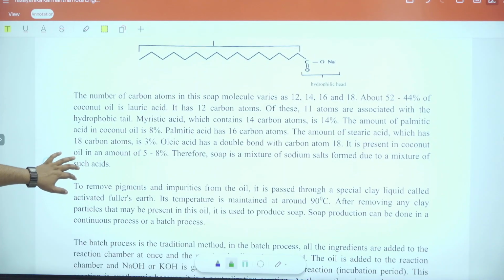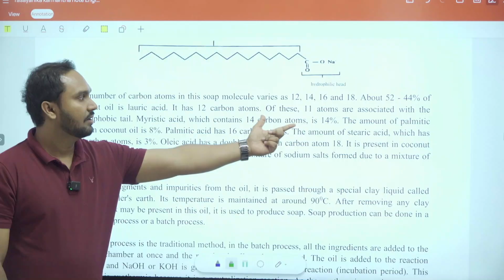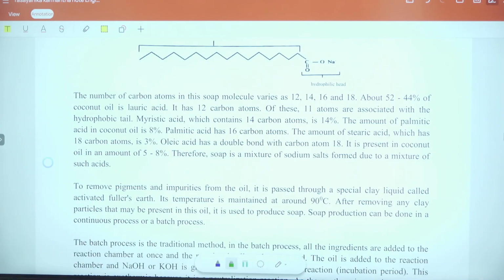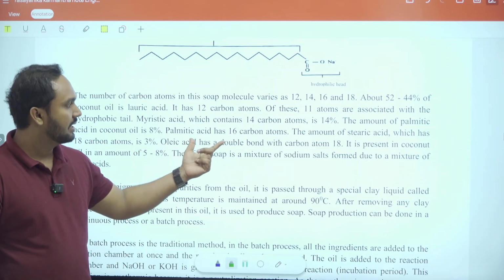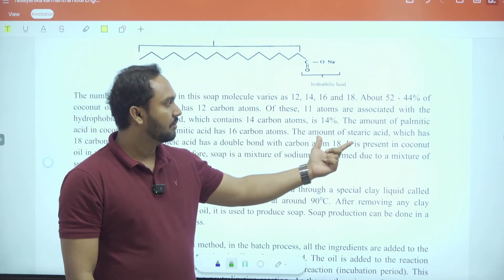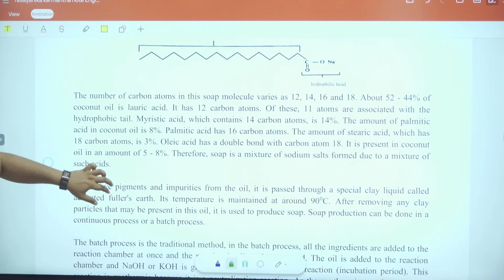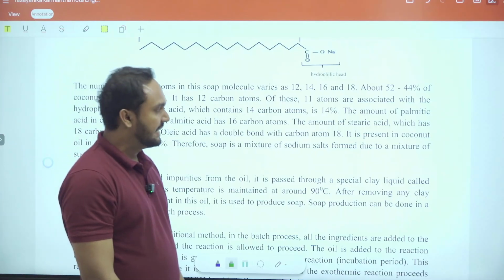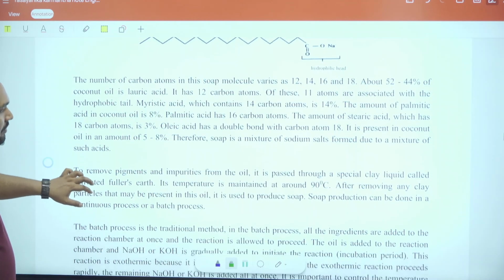The amount of palmitic acid in coconut oil is 8%. Palmitic acid has 16 carbon atoms. The amount of stearic acid, which has 18 carbon atoms, is 3%. Oleic acid has a double bond with 18 carbon atoms. It is present in coconut oil in an amount of 5 to 8%.